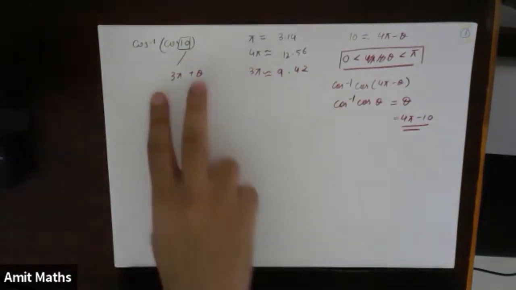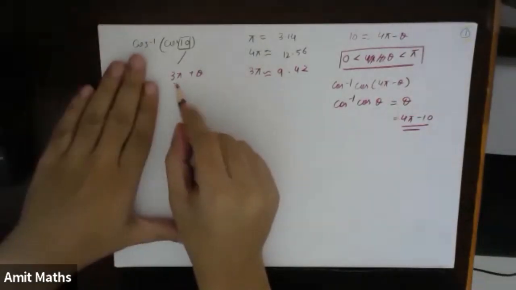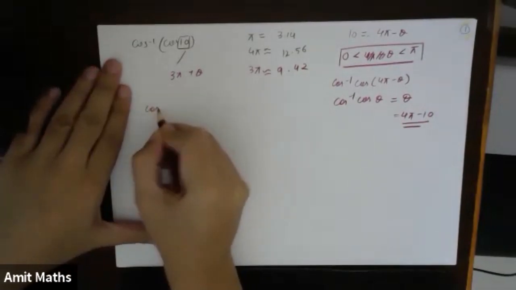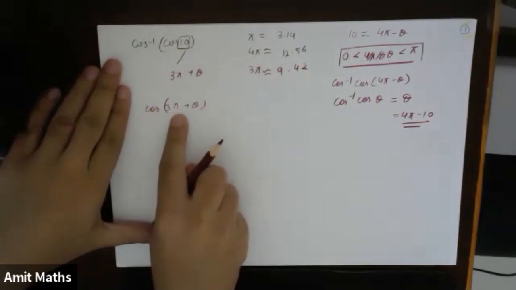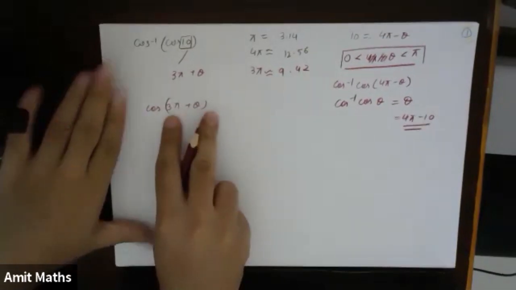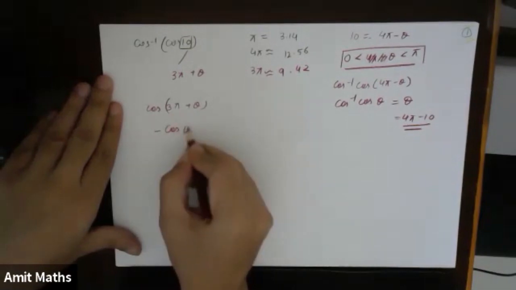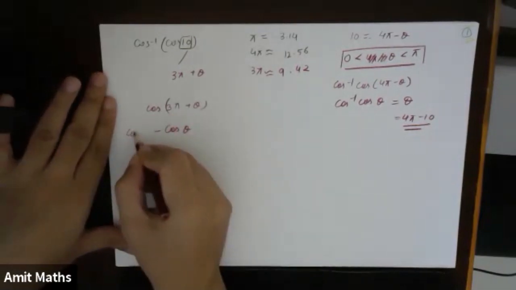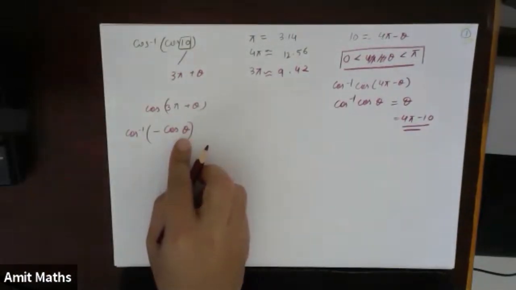Now to solve it in this form, we know that when I write cos of 3 pi plus theta, this is in the third quadrant. So this will become minus of cos of theta. And then we will have cos inverse of minus of cos of theta, right?